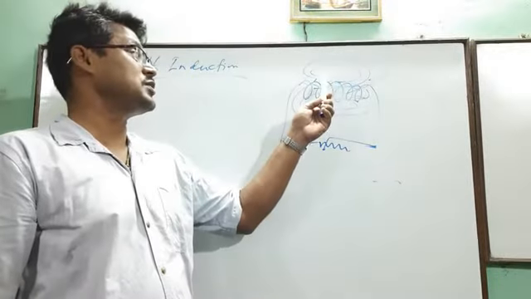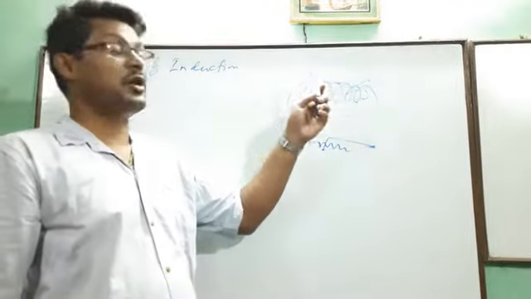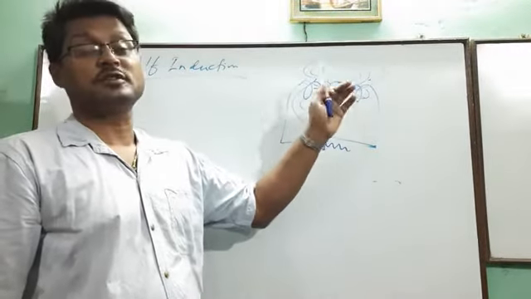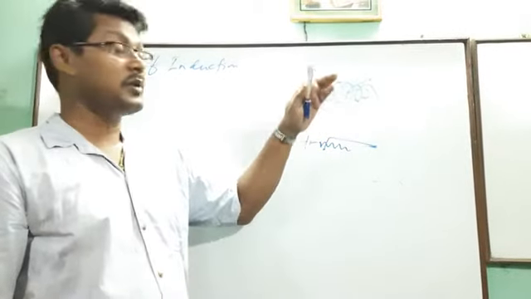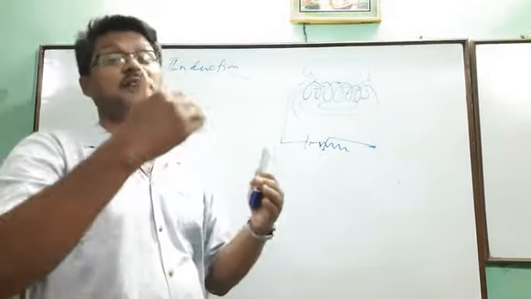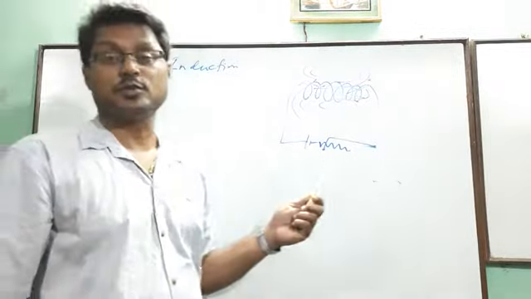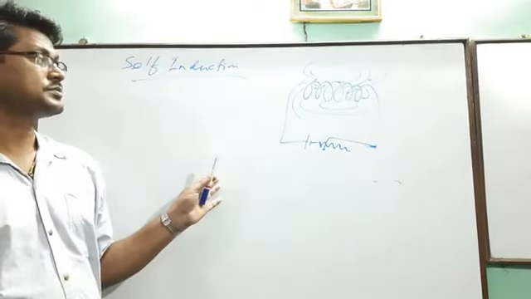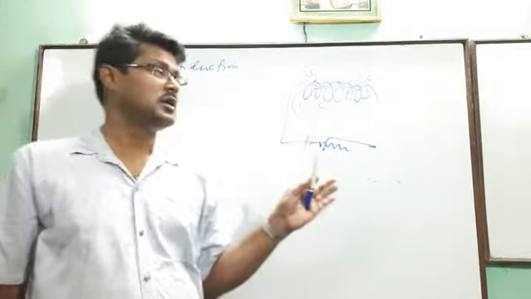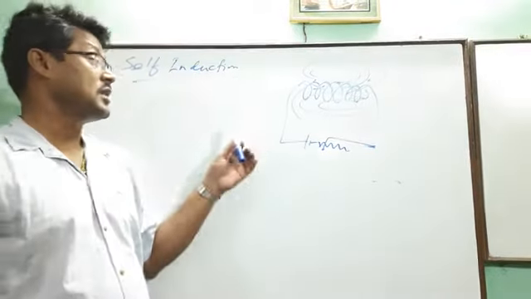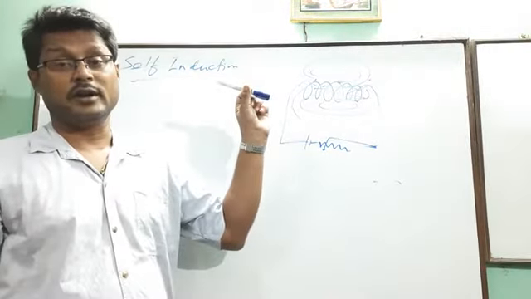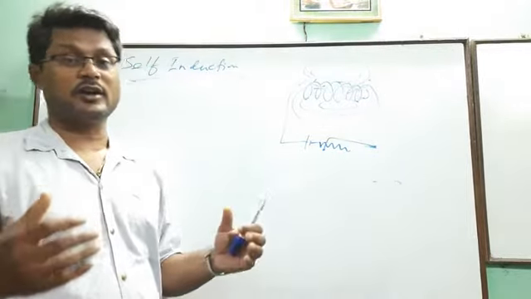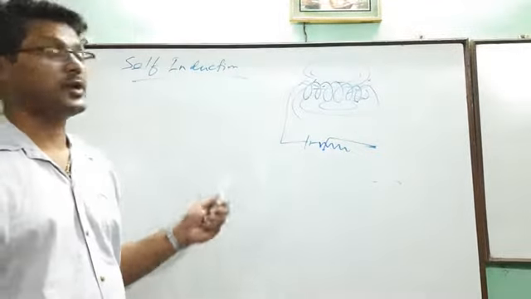When flux changes, it will induce EMF, which will oppose the growth and decay both. When flux is increasing, the induced EMF will try to decrease the flux, and when flux is decreasing, the induced EMF will try to increase the flux. So it opposes both the growth and decay of current in the circuit. Now, why is it self-induction? Because I am not giving any extra field. It produces its own field, and with this own field, induction is made. So it is known as self-induction.